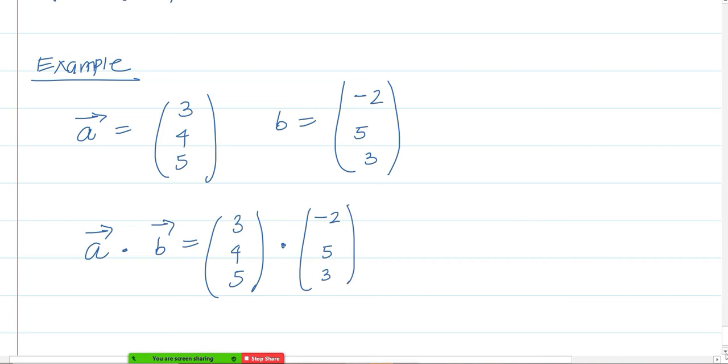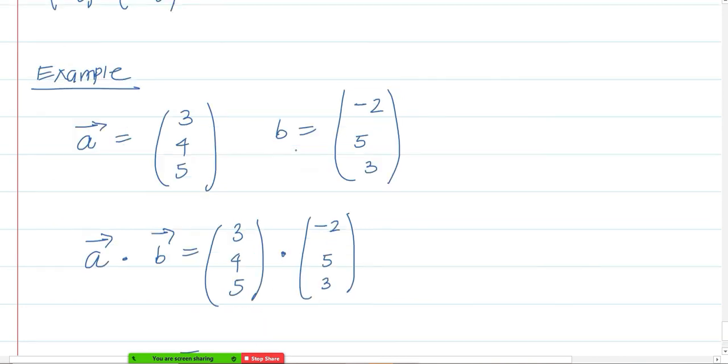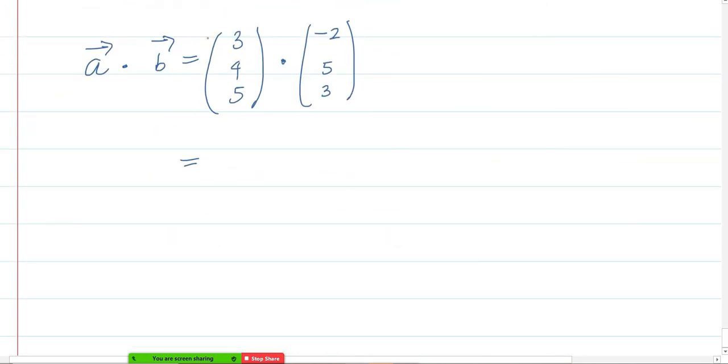So this comes, okay, it's no more going to be a vector, because you saw previously, if you multiply here, it's no more a vector. There you're going to add three numbers. Okay, let's do that here. 3 times -2 is -6, plus 4 times 5 is 20, 5 times 3 is 15. Okay, so the final answer is 29, the dot product of two vectors.